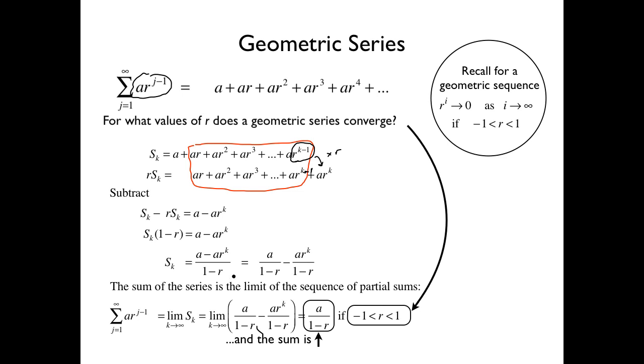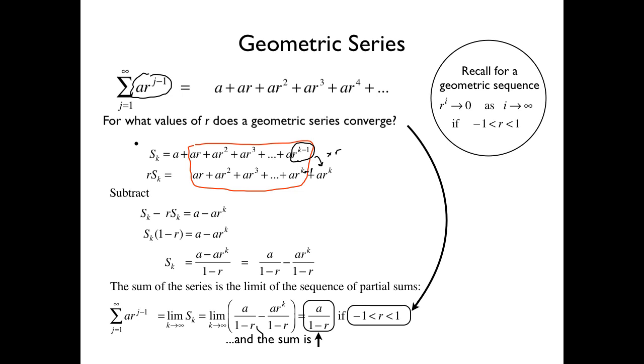S of k is supposed to be the partial sum. Why is it the second term a plus ar plus ar squared? If it's supposed to be a partial sum, shouldn't it be a plus ar plus a plus ar plus... No, you're doing a sum of the sequence of partial sums, and that's not something we do. You're taking the sequence of partial sums and making that into a series.